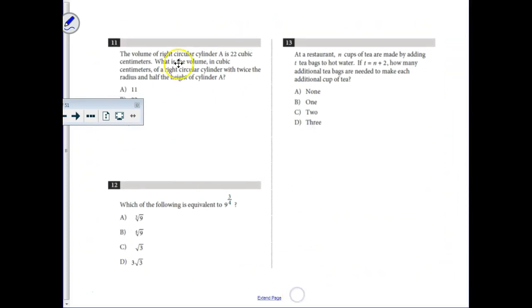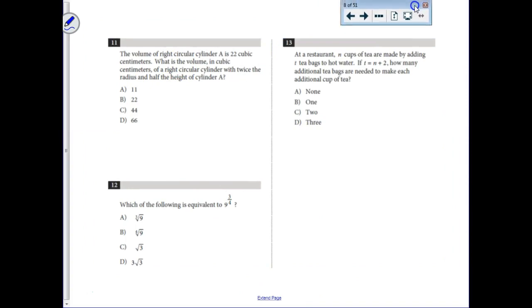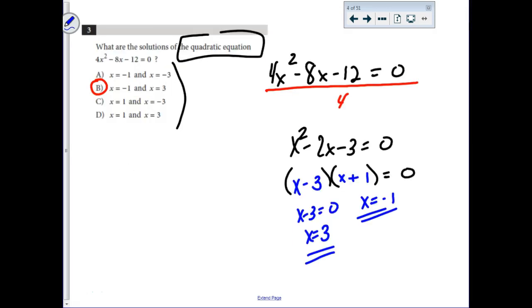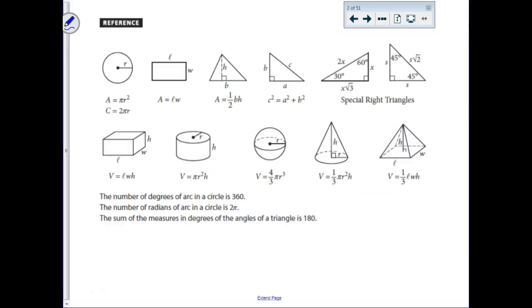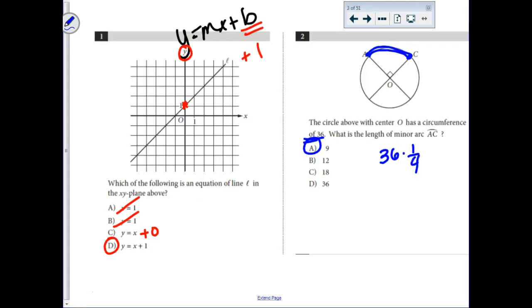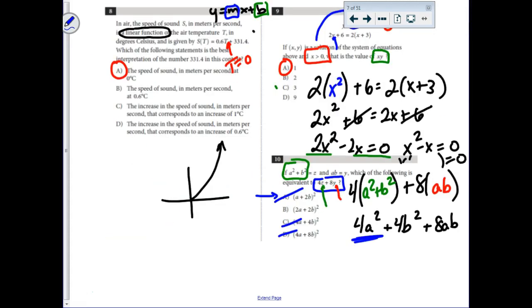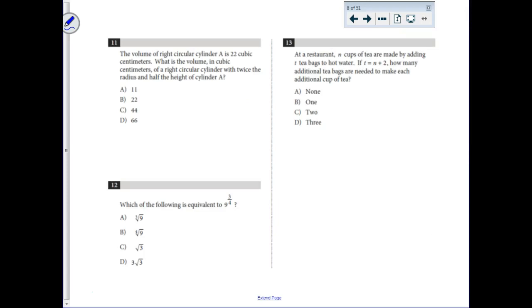All right, number 11. Okay, more words, and then some of the words are geometry, so some of you already are like, oh no. Do you remember how in geometry, there's a little formula sheet at the beginning of your test? It does tell you some stuff, and I think the word cylinder came up on that problem. So there was a formula for volume of a cylinder, I think. Boom. And a cylinder, let's see, the volume is 22 cubic centimeters. What is the volume of a right cylinder with twice the radius but half the length?